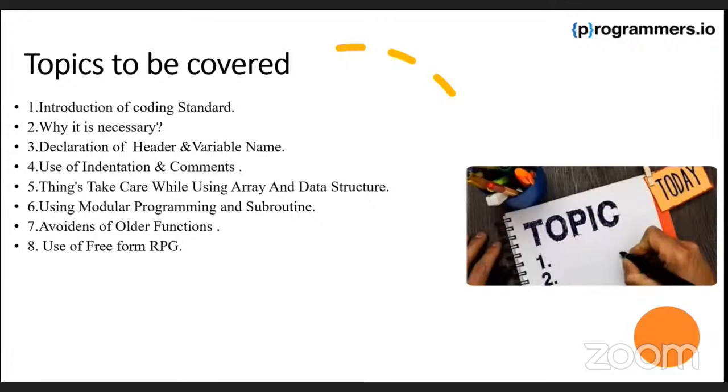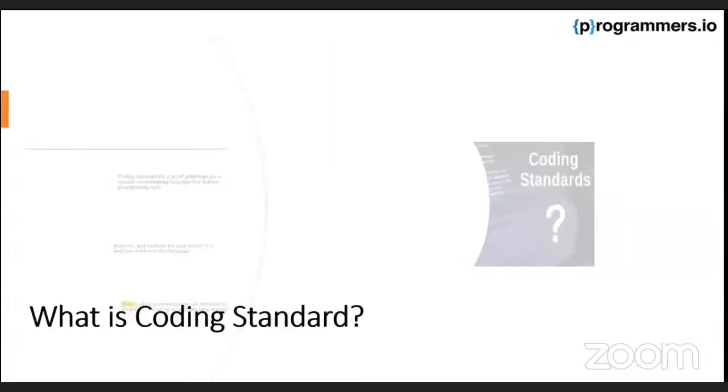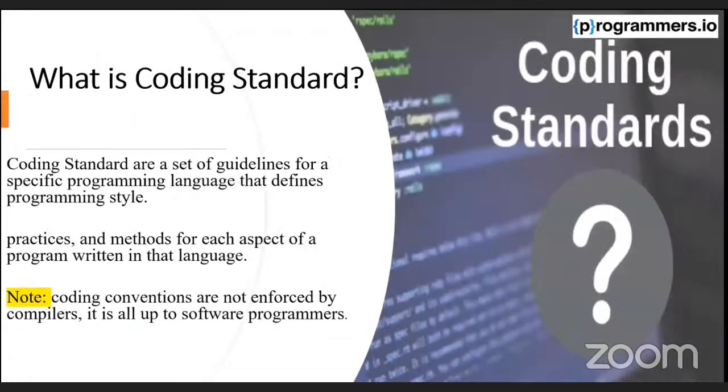The topics are the introduction of coding standard, why it is necessary, declaration of header variable names, use of indentation and comments, things to take care of while using array and data structure, using modular programming and subroutines, avoidance of older functions, and use of free-form RPG. Okay. So let's start with the first W, that is, what is the coding standard.